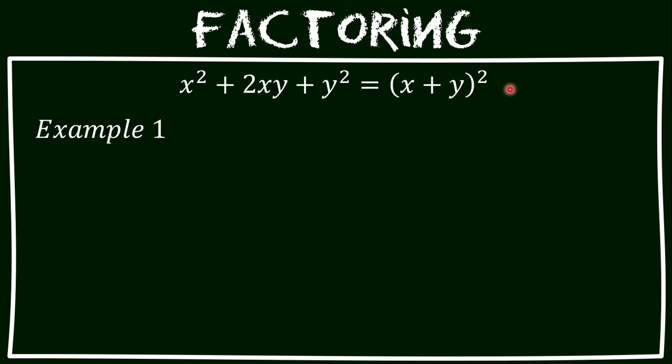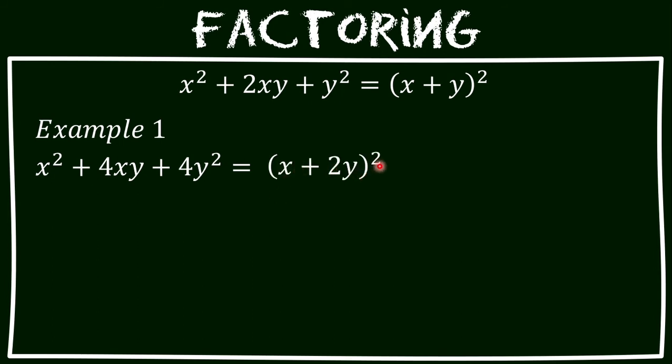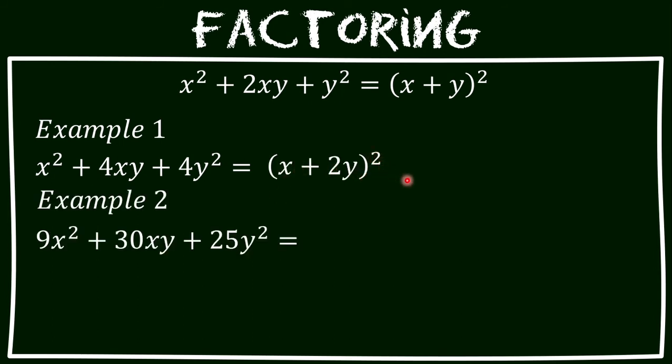For example number 1, we have x squared plus 4xy plus 4y squared. The square root of x squared is x. The square root of 4y squared is 2y. So that will be x plus 2y squared. For example number 2, we have 9x squared plus 30xy plus 25y squared. Since it is given that it is a perfect square trinomial, the square root of 9x squared is 3x, and the square root of 25y squared is 5y. So the answer will be 3x plus 5y squared.